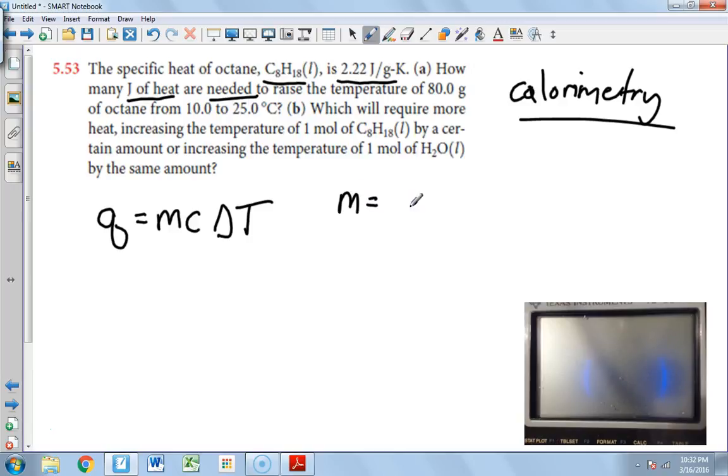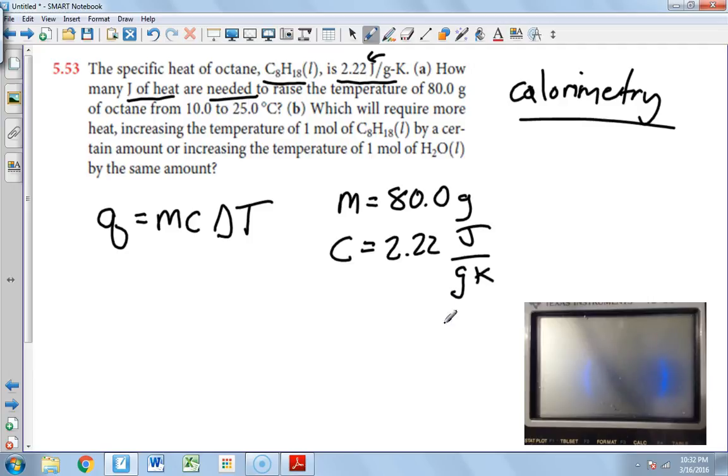Okay, so in order to solve this problem, it's a direct plug and chug. So what is the mass? 80.0 grams. What is C? C is this value here, 2.22 joules per gram Kelvin. And then delta T. Okay, let's keep in mind that delta T is T final minus T initial, and I hope that we know that if we're trying to find the change in temperature, we don't have to convert to Kelvin, only for changes in temperature.